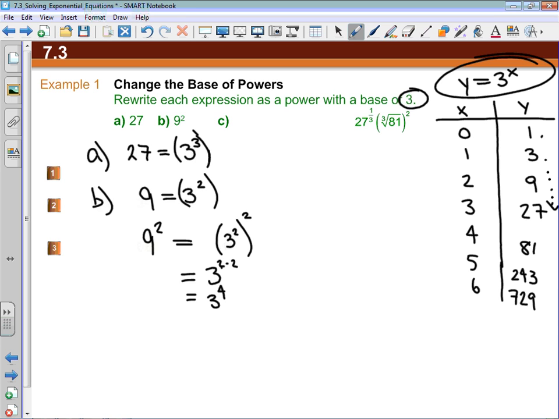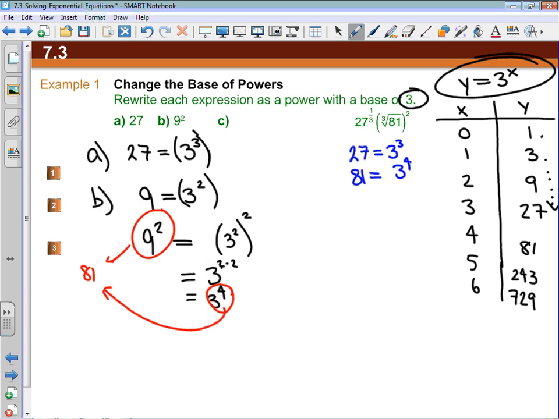Now there's a nice double check here, is that if you had your calculator and you took 9 squared, you would get 81. Well, if I take 3 to the power of 4, I get 81 as well. So those are numerically equivalent to each other. All right, now that brings up a pretty good point, because in this last question, I'm going to use the fact that 27 is 3 cubed and 81 is 3 to the power of 4.